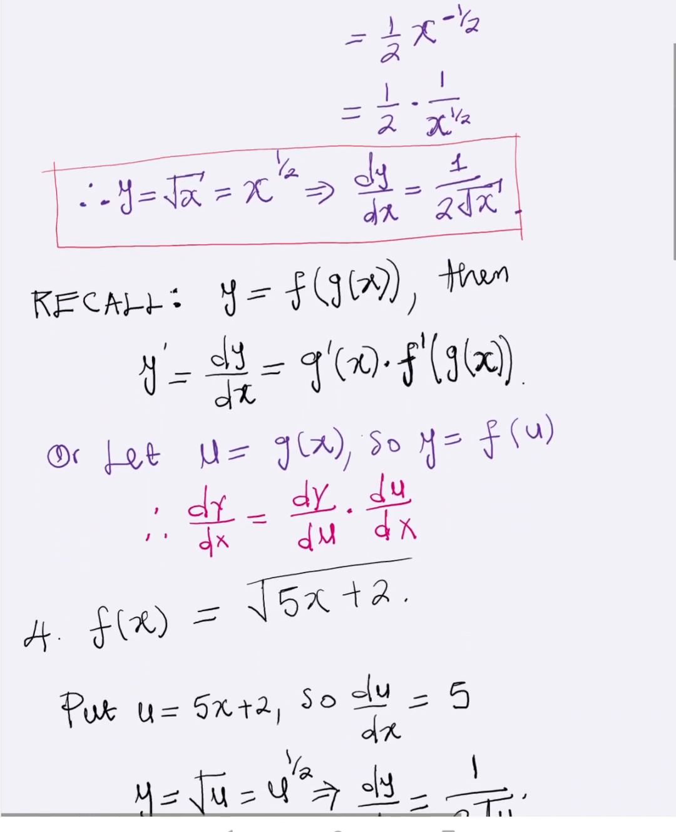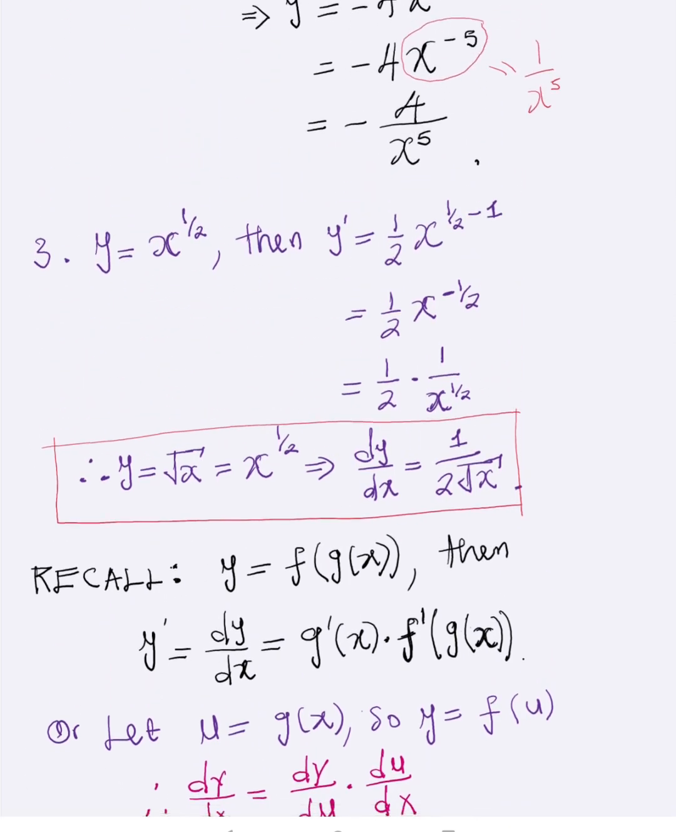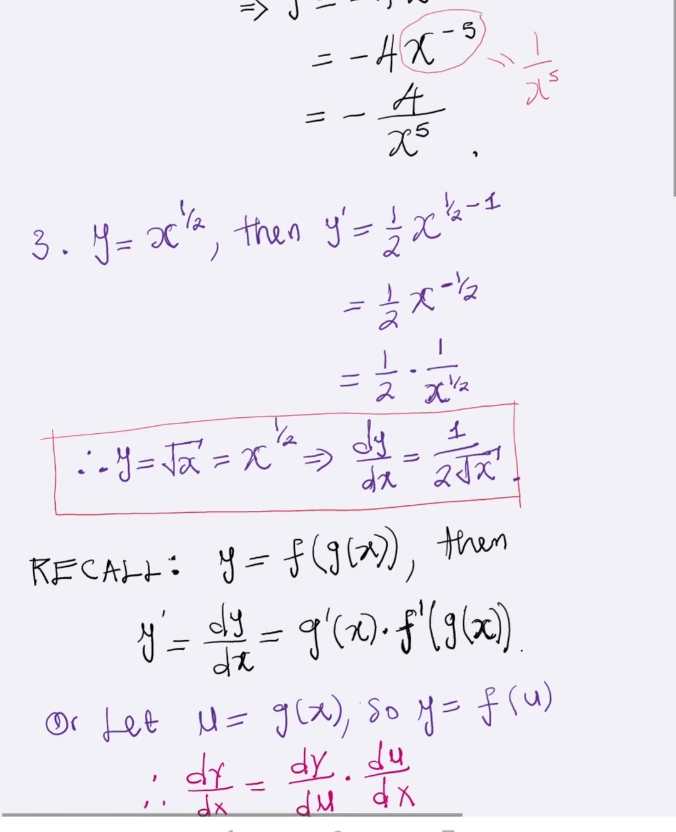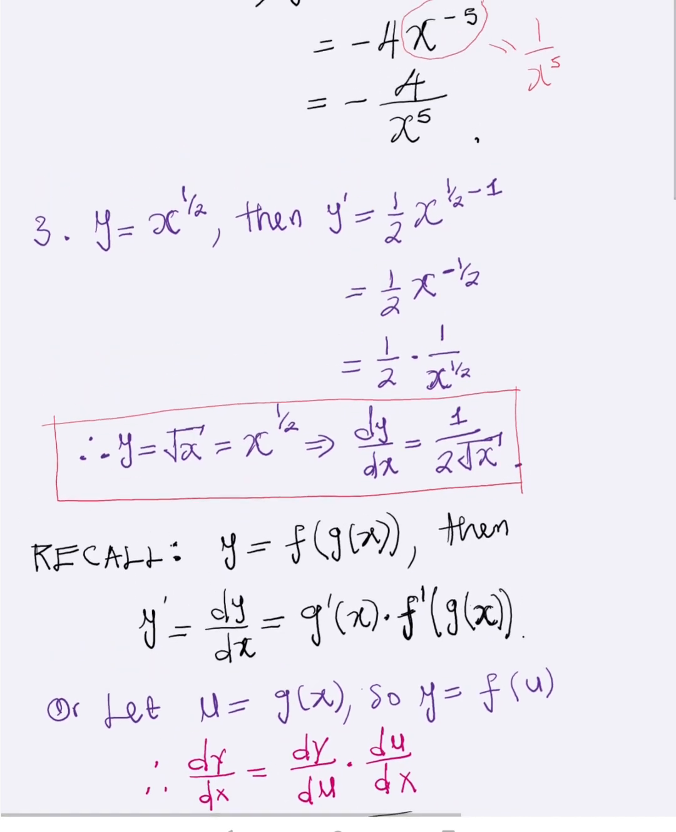Very good. Now, we can apply the chain rule. Remember, if you have y is equal to f of g of x, then the derivative of y is, first of all, you take the derivative of the outer function and multiply by the derivative of the inner function, while maintaining the inner function the same. In other words, we can let u be equal to the inner function so that dy/dx will be dy with respect to u, then multiplied by the derivative of u with respect to x.